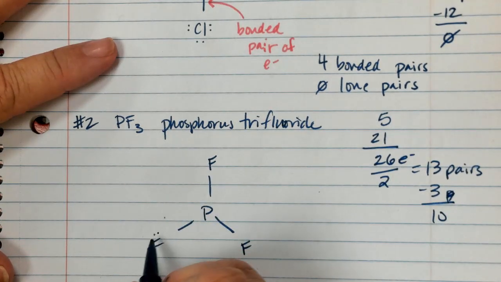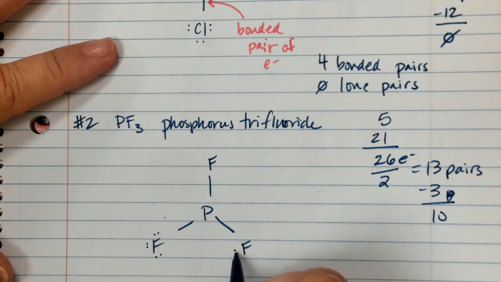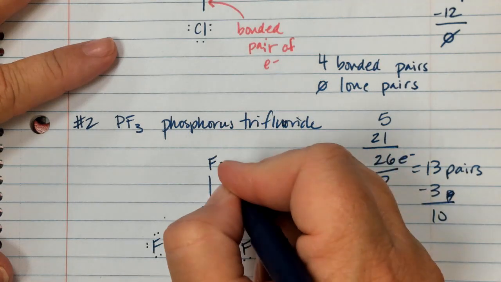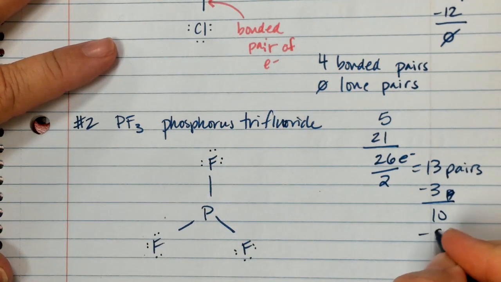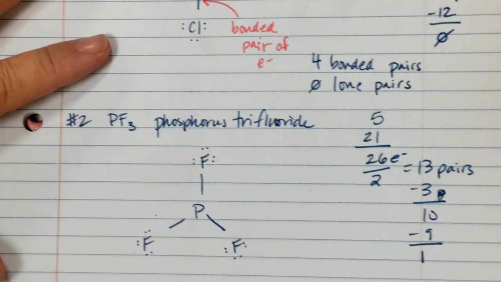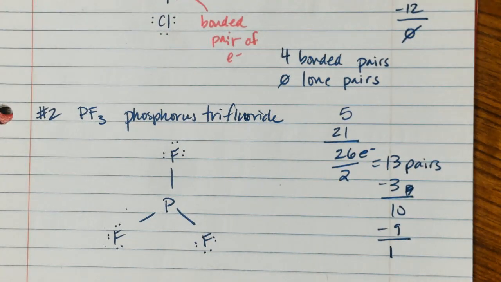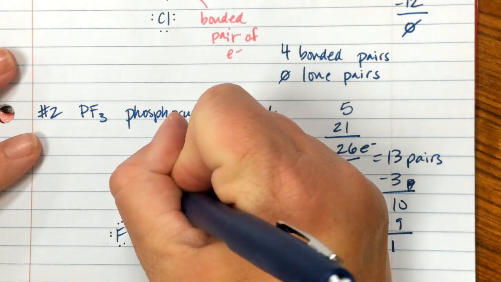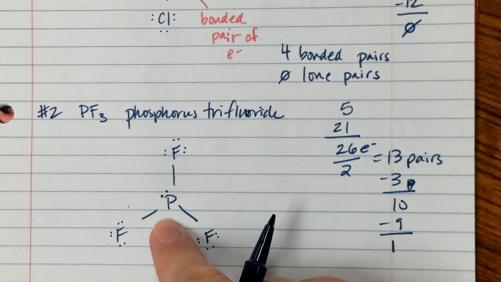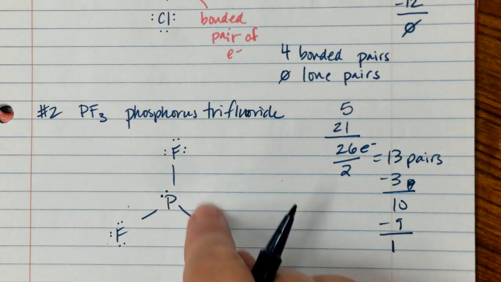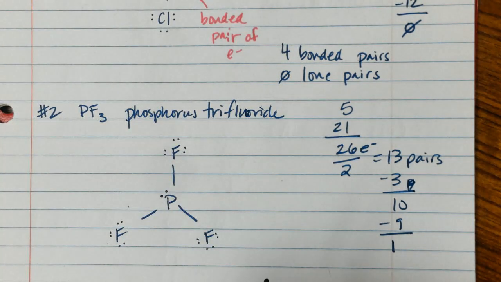So we're going to put our pairs around the terminal atoms. So that's 3, 6, 9. And I have 1 left over. Okay? Where does it say to put the 1 left over? In the middle. Okay? Because look, phosphorus was not satisfied before we had that pair. Phosphorus only had 3 pairs around it. That's the 4th pair. So he is happy. We made him happy with the lone pair.